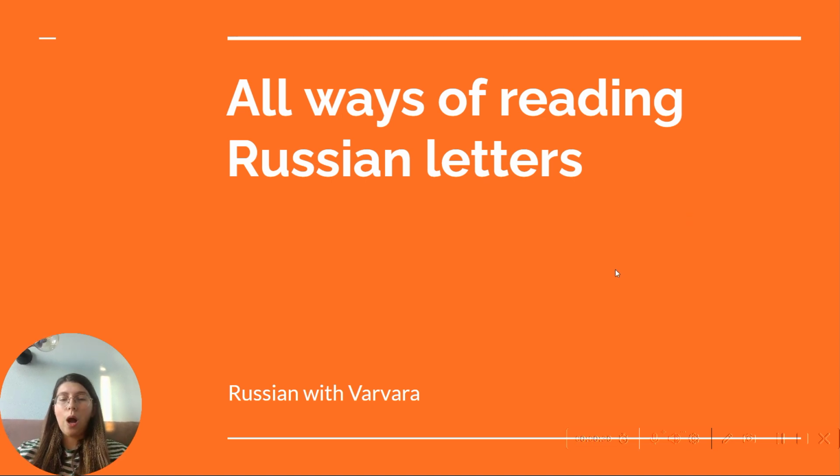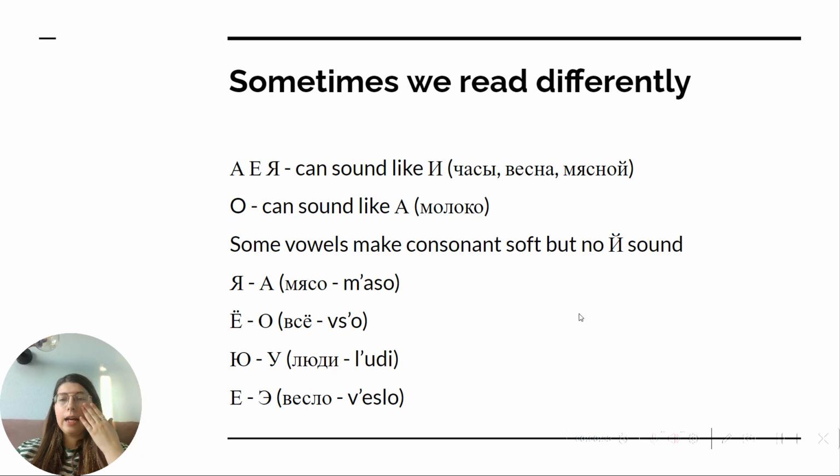Let's start with vowels. Basically, the Russian vowels a, ye, ya can sound like e in some words, like часы, весна, мясной. Russian o is usually read like a if it is not in the emphasis of the word.